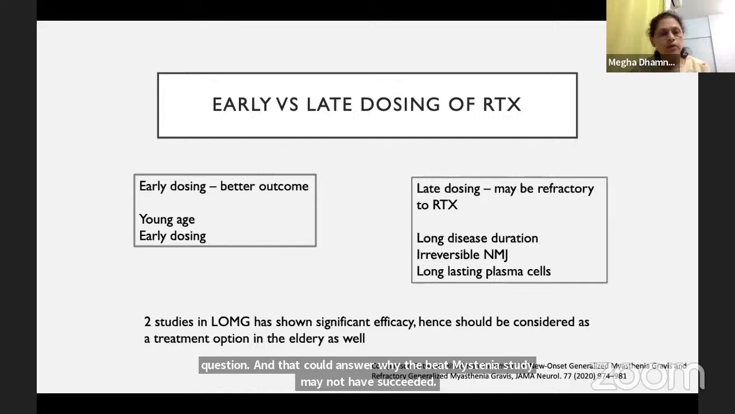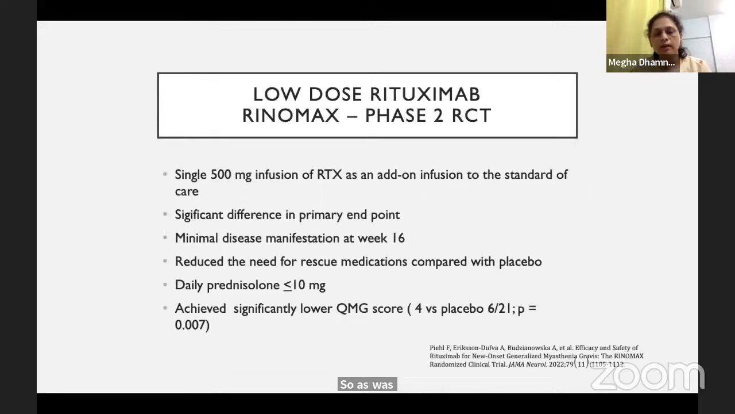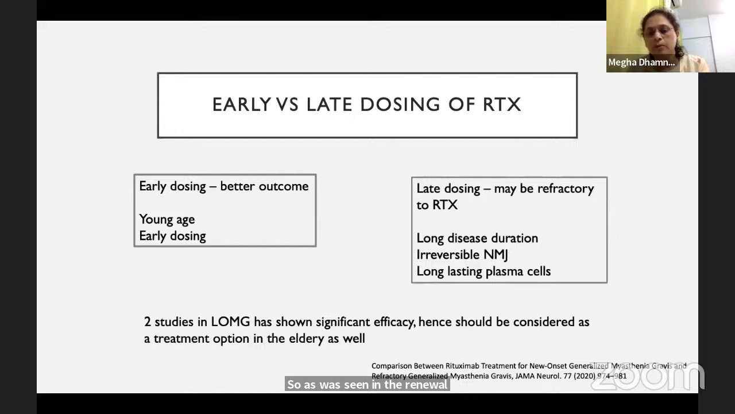So, as was seen in this trial, this was a comparison between rituximab treatment in new onset generalized myasthenia gravis. These patients who were new onset did much better when rituximab was used earlier on than if you're using rituximab in the refractory cases later in the disease. And that possibly could be because of irreversible neuromuscular junction damage in those who are having a longer duration of the disease and presence of long-lasting plasma cells in the bone marrow in these patients in acetylcholine receptor antibody myasthenia.